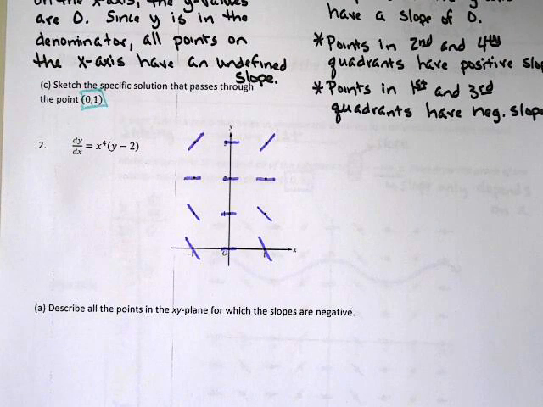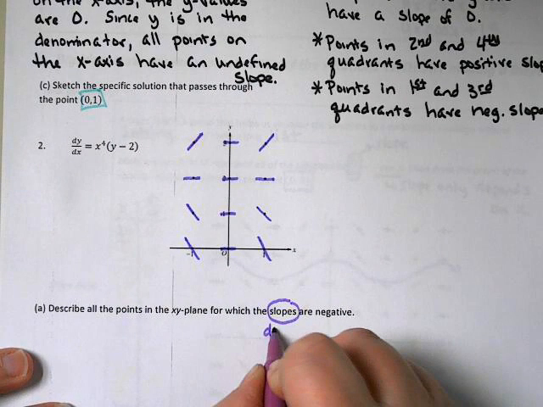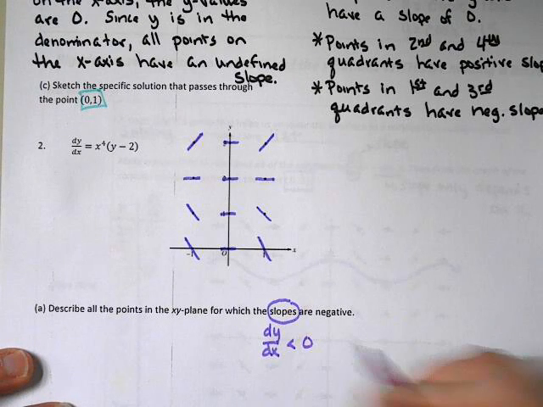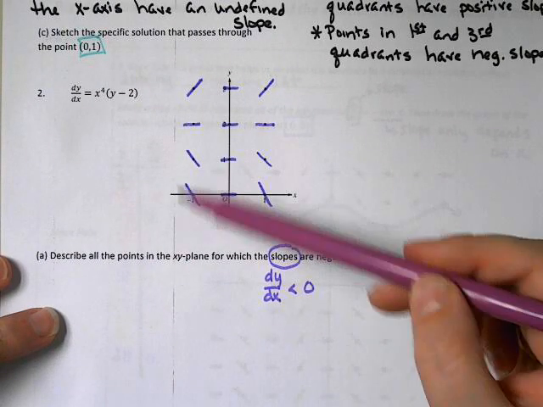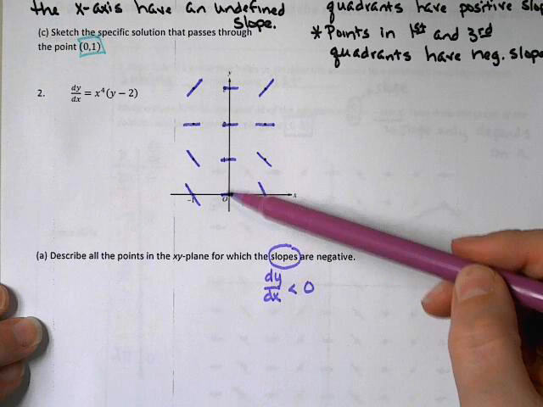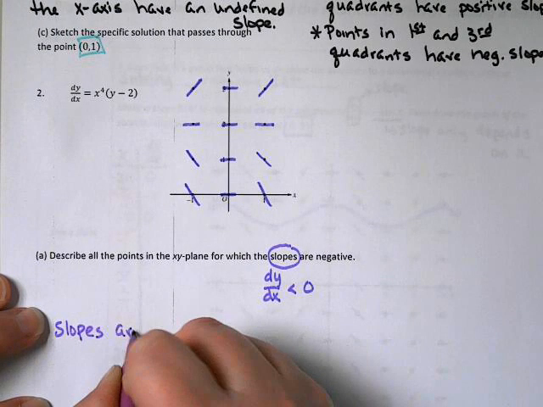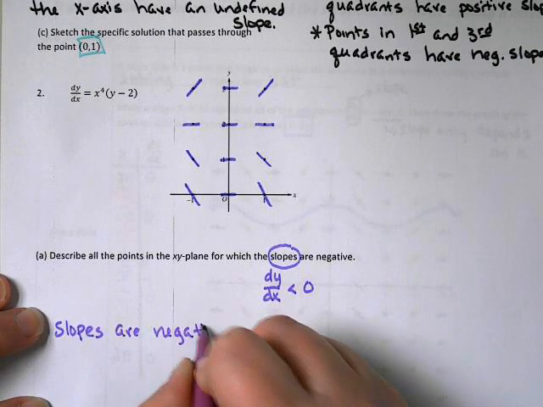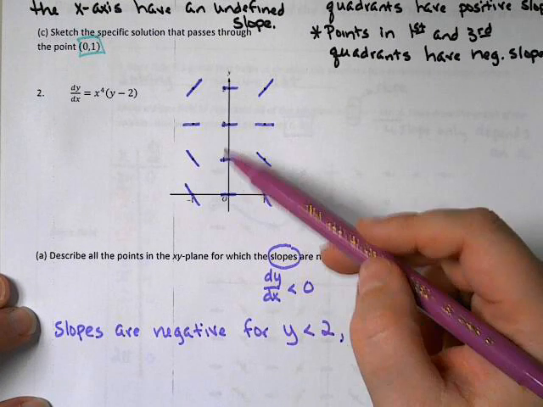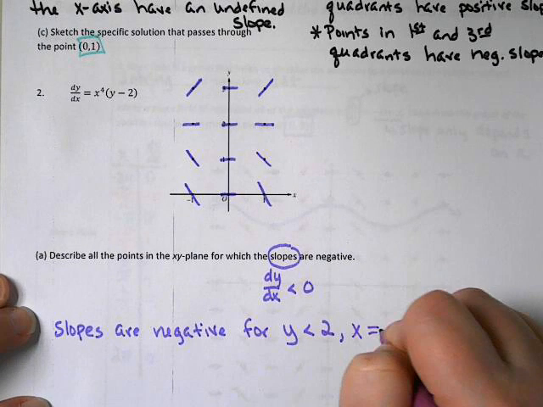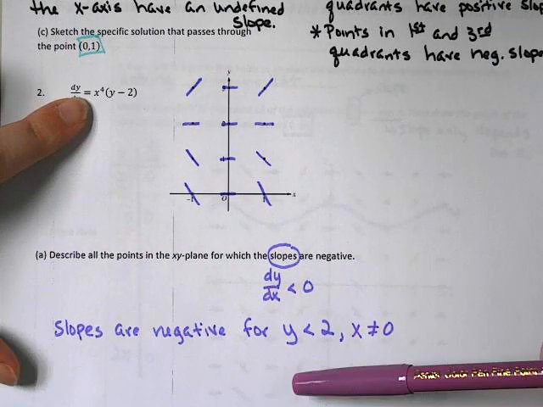All right, so this asks us to describe all the points in the xy plane for which the slopes are negative. So really what this is asking you is, where is dy/dx less than 0? Well, if we take a look at these slope fields, we can see that anything that's under here has a negative slope, except for these values here. So what we're going to say is slopes are negative for y less than 2, except for these values here, which means we have to say that x cannot be equal to 0.